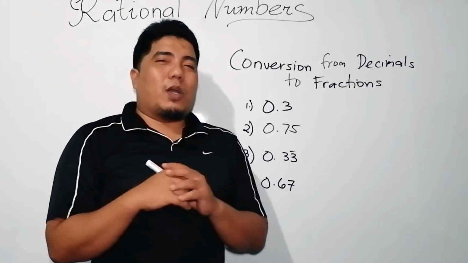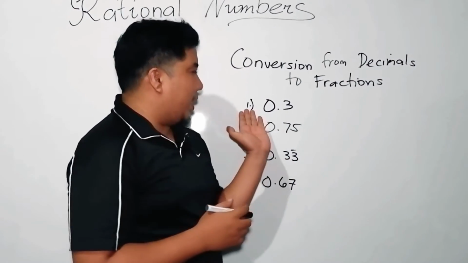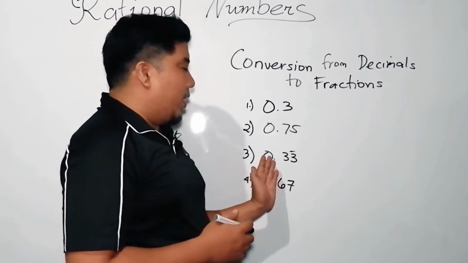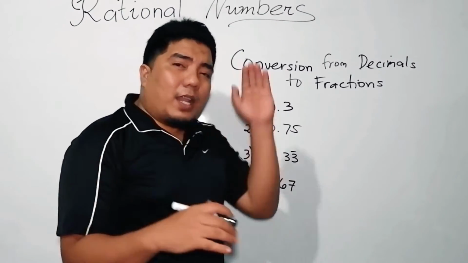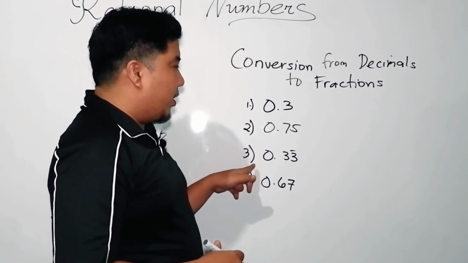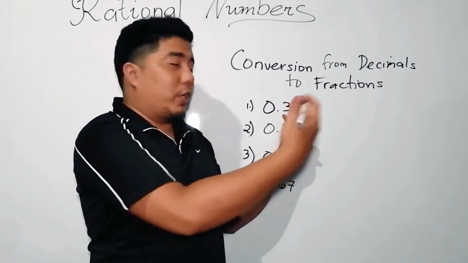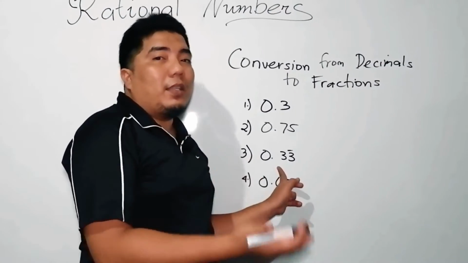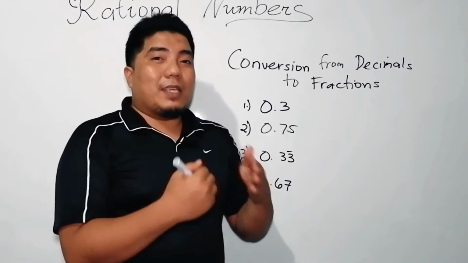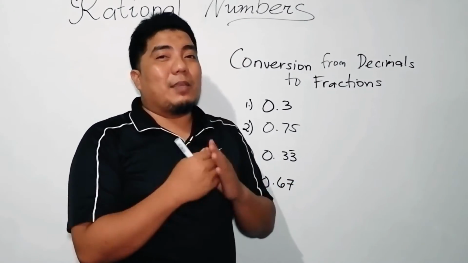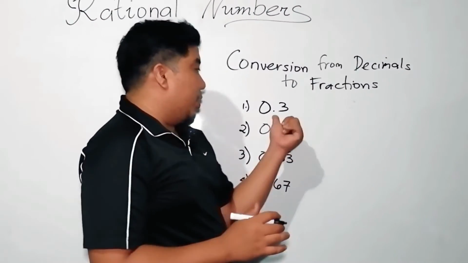Okay, math learners, we are here to our example for conversion of decimals to fractions. Now, this is 0.3, 0.75, 0.333, and 0.67. Okay, now, as you can see in our example, we have 0.3 and we have 0.333. This is what we call a terminating, because it ends with 0.3. This is what we call non-terminating. Okay, so you must know what is the difference between a decimal that doesn't end or a decimal that is just a fixed number.